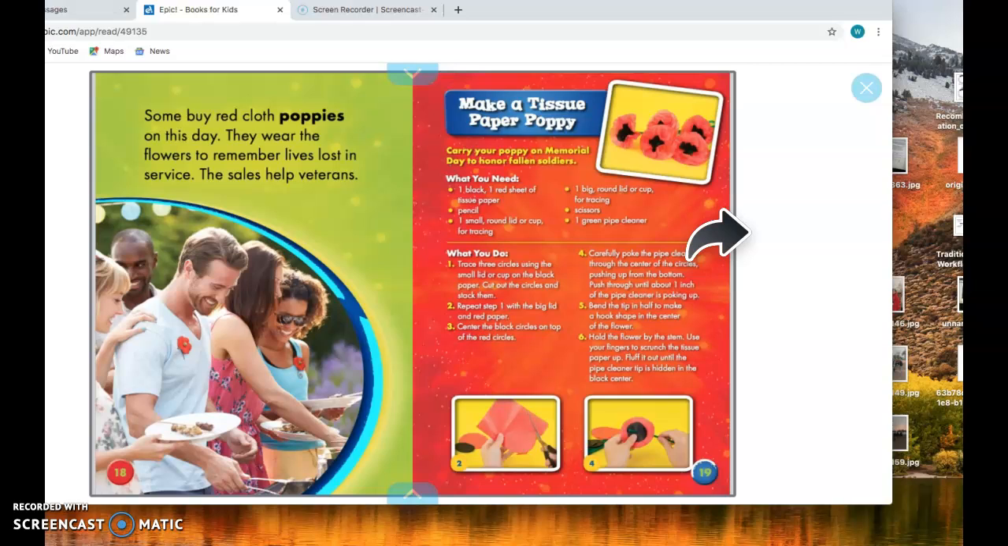Carefully poke the pipe cleaner through the center of the circles, pushing up from the bottom. Push through until about 1 inch of the pipe cleaner is poking up. Bend the tip in half and make a hook shape in the center of the flower.